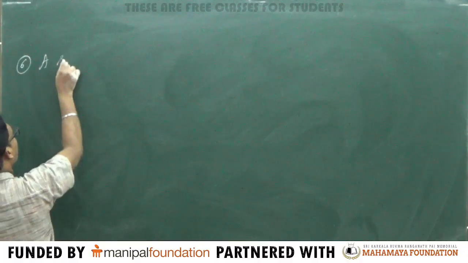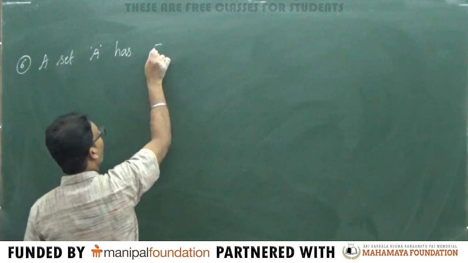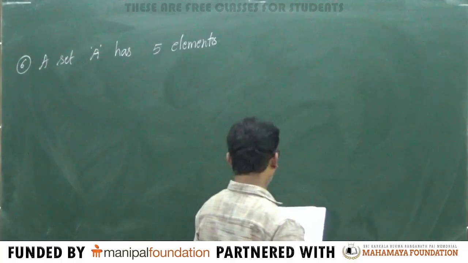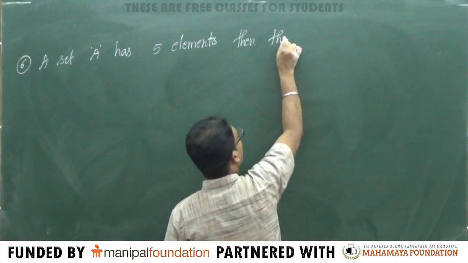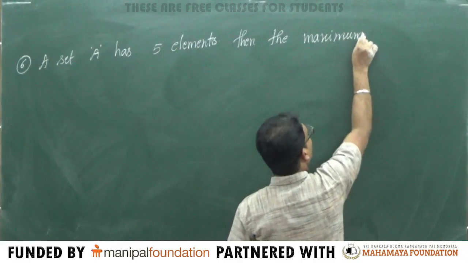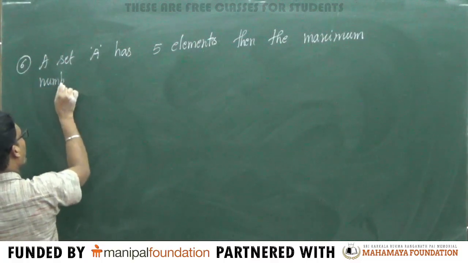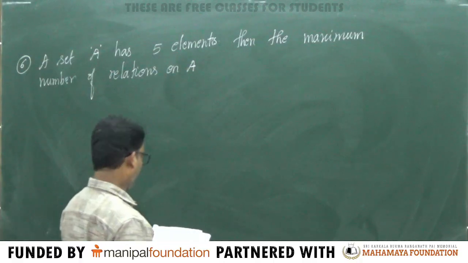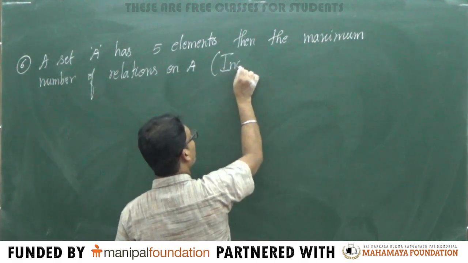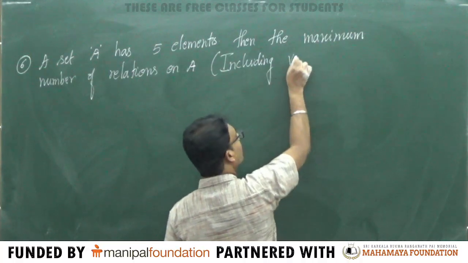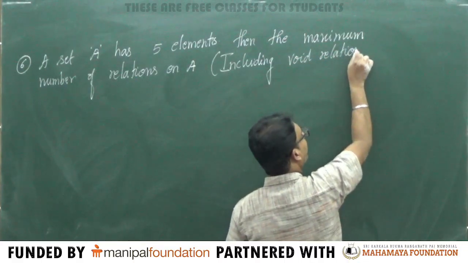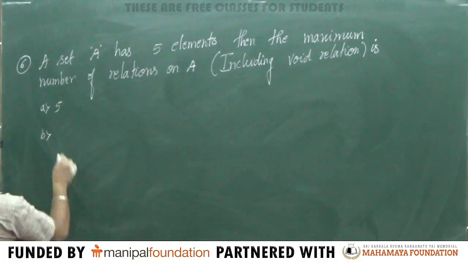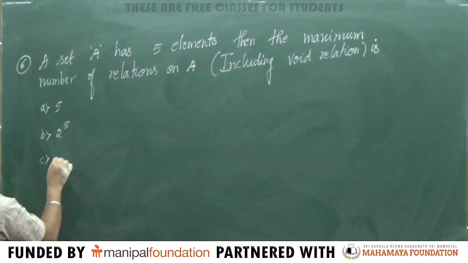A set A has 5 elements. Then the maximum number of relations on the set A, including the void relation, is: the options are 5, second option 2 power 5, third option 2 to the power of 25, option D 25.